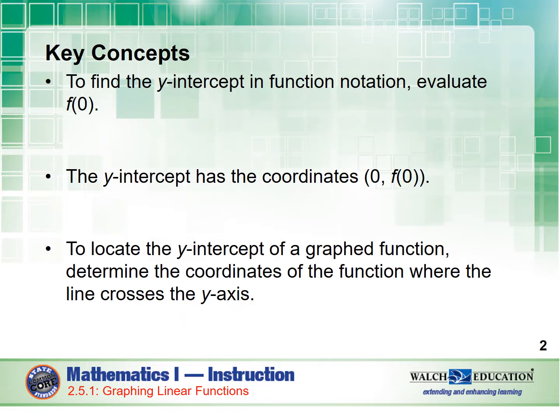So key concepts of this lesson: to find the y-intercept in function notation, you would evaluate it for f of 0. The y-intercept has coordinates 0, y. To locate the y-intercept of a graphed function, you're going to determine the coordinates of the function where the line crosses the y-axis. It's very simple, so you just look where your line hits the y-axis, and then you figure out what coordinates they are.